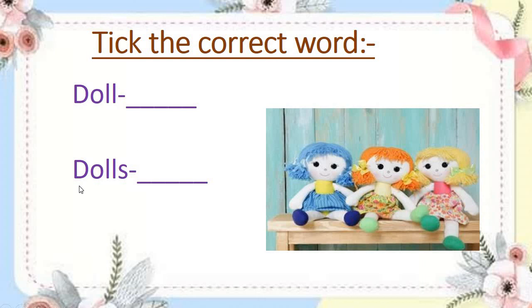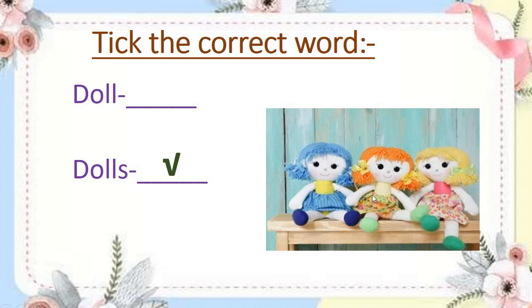Okay? Doll, only one doll. D-O-double-L. D-O-double-L-S. Dolls. So, can you tick this? Can you answer? Where I have to tick? Put the tick mark. Doll or dolls? Yes. You all are right now. We have to put the tick mark in dolls. There are many dolls, not only one doll.